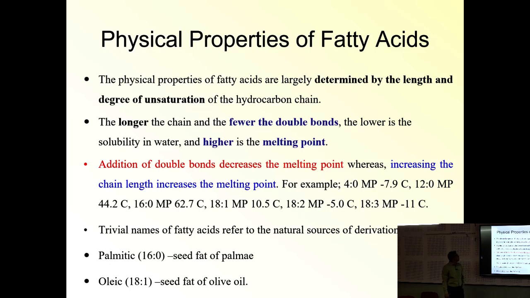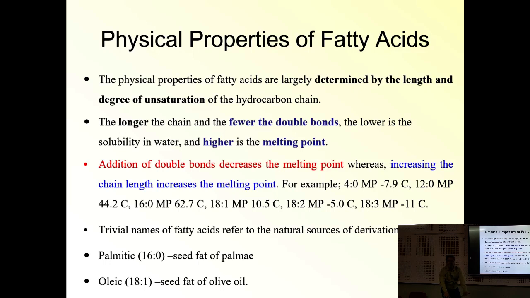First, the physical properties of fatty acids are determined by the length and degree of unsaturation. What is meant by degree of unsaturation? The double bond system found in that hydrocarbon chain. The longer the chain and the fewer the double bonds, the lower the solubility in water. This is the universal sentence. Lower solubility in water and higher melting point.